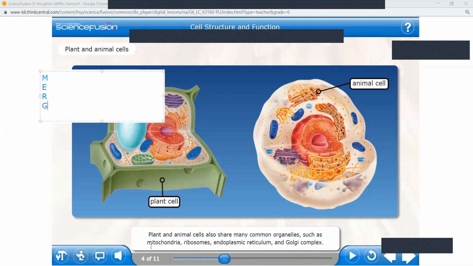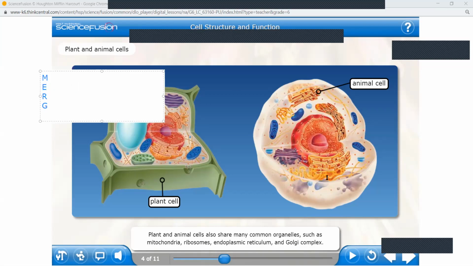Girls, when I say mitochondria, it is the plural of mitochondrion, okay? Because in the vocabulary word, you have mitochondrion. So please don't get confused. E for endo. Remember, it's endoplasmic reticulum. R is ribosome.